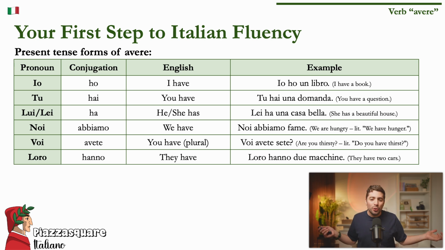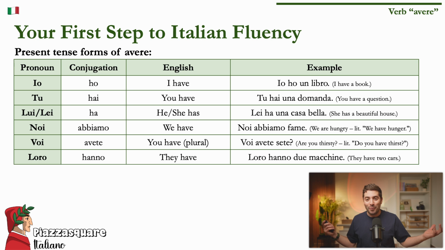Tu hai, you have, informal. For example, tu hai una domanda, it means you have a question. Lui or lei ha, he or she has. For example, lei ha una casa bella, it means she has a beautiful house.